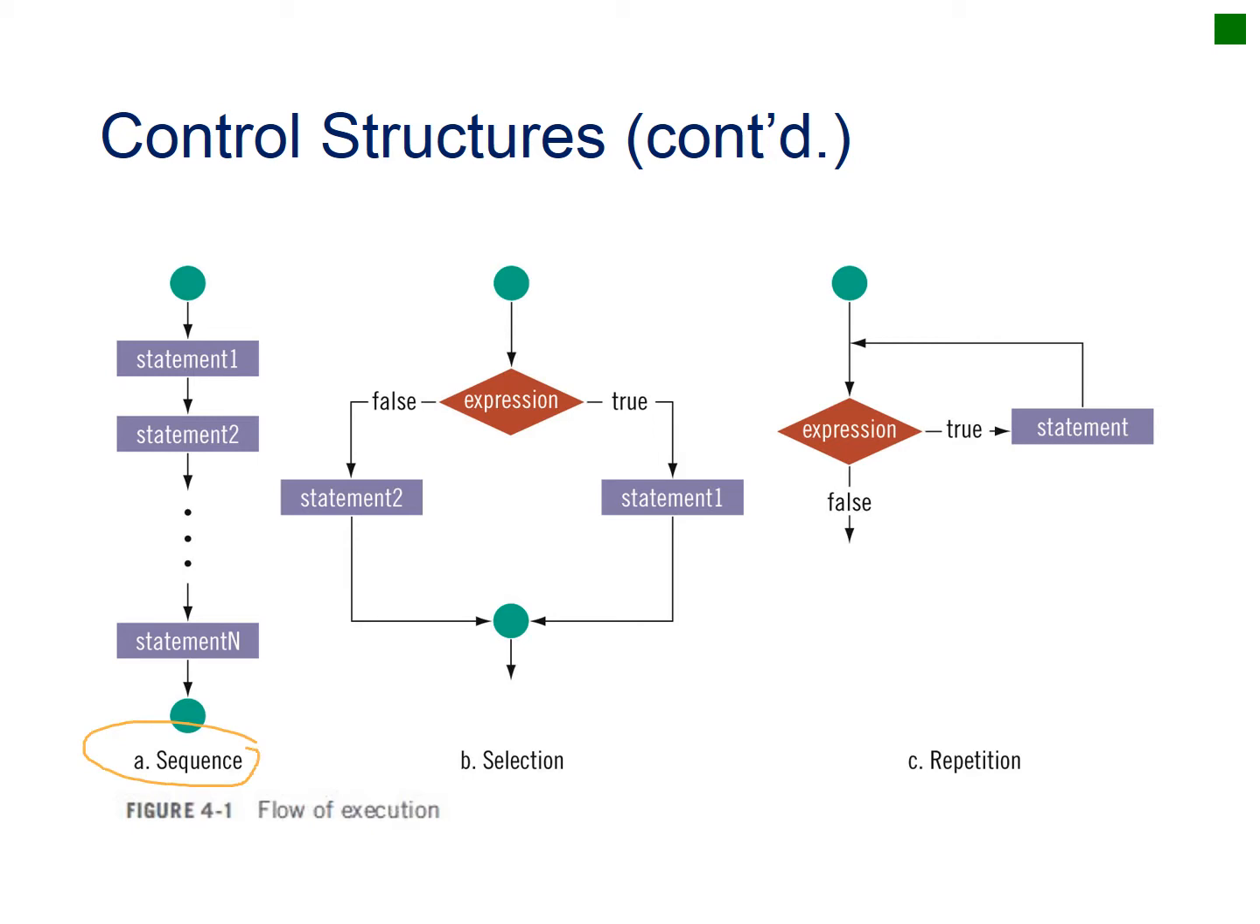In the sequence control structure, statements flow one after another. In the selection control structure, statements are executed based on the evaluation of an expression. For example, if the evaluated expression is false, then statement 2 is executed. In the repetition or iterative control structure, a statement is repeated until the evaluated expression is determined to be false.